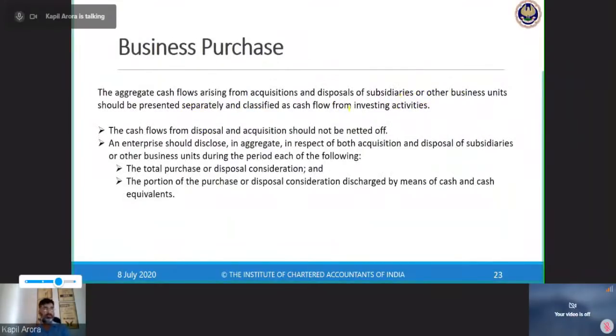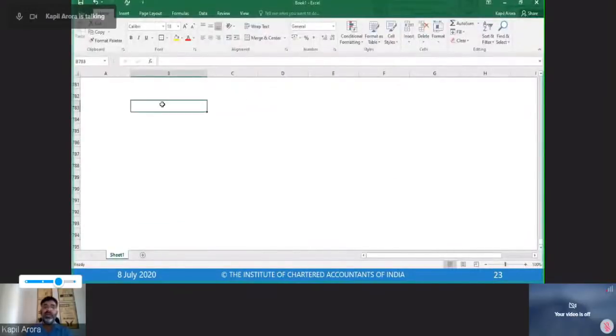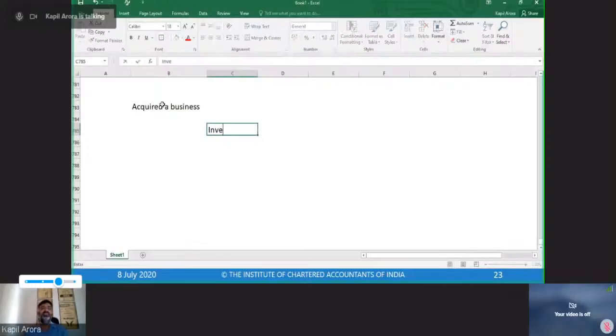Now coming on to what happens if you have acquired a business. Interim dividend also, Himanshi, right? If it is dividend, it is something you are paying to your equity holders only, so it is nothing but financing activities. When you are acquiring a business, it means you are making an investment, so that will fall under investment activities.